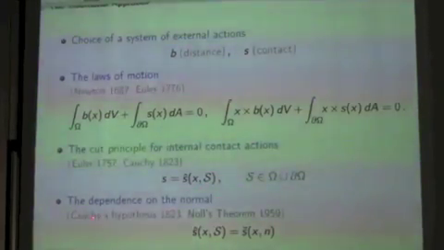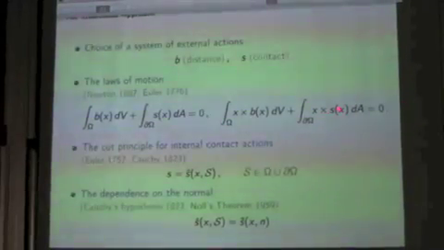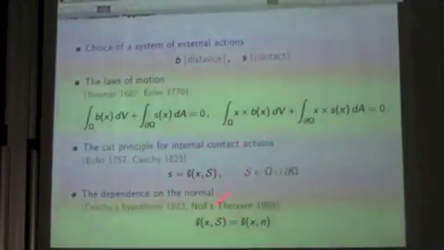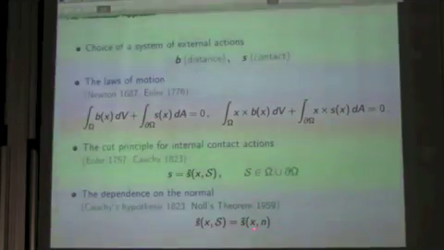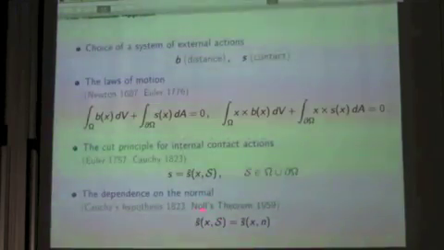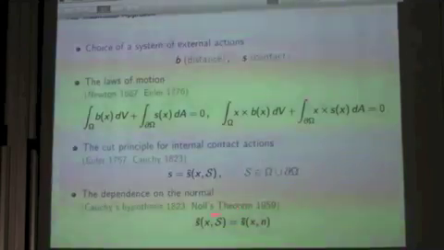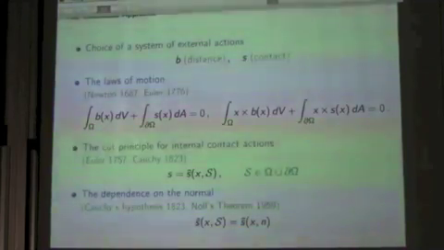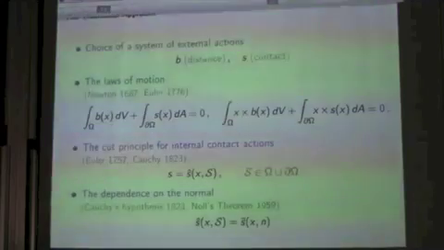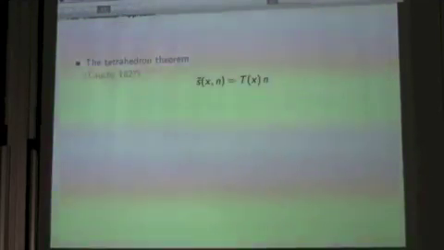And then we have the Cauchy hypothesis that these contact actions, when you consider a part of the body, depend on the surface of that particular part only through the normal. This was a hypothesis of Cauchy, but it has been proved as a consequence of the laws of motion by Walter Noll in 1959. So I will refer to this fact as Noll's theorem instead of Cauchy assumption. After these premises, we go to theorems.